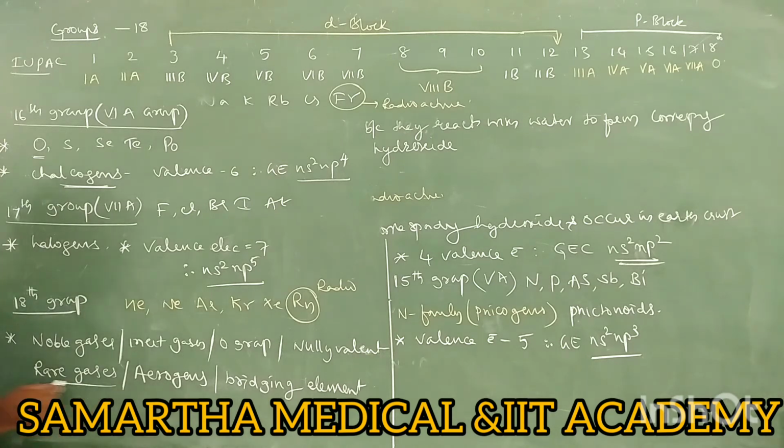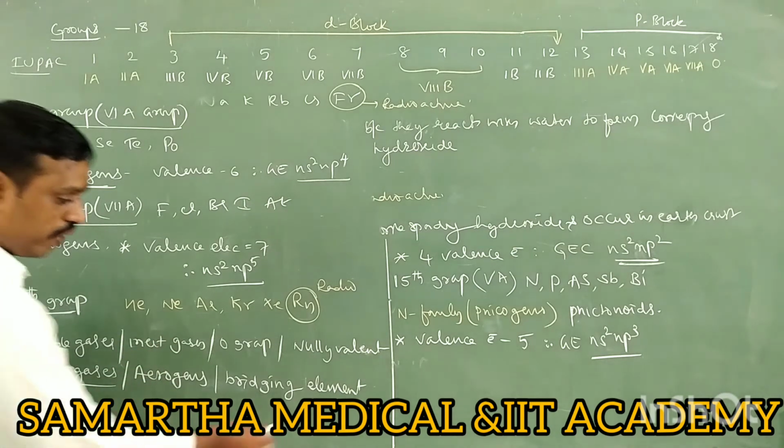Do you know why they are called rare gases? Because they occur rarely. It is approximately 1% by volume in air, only 1% by volume in air. Since they occur only in air, they are also called aerogens.